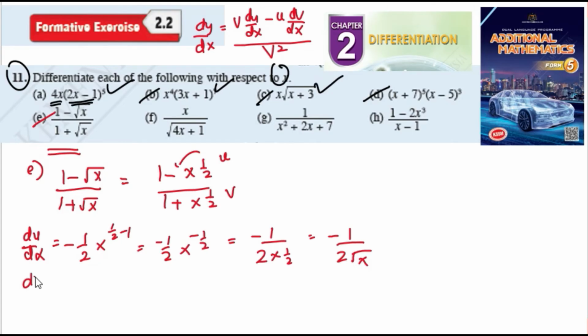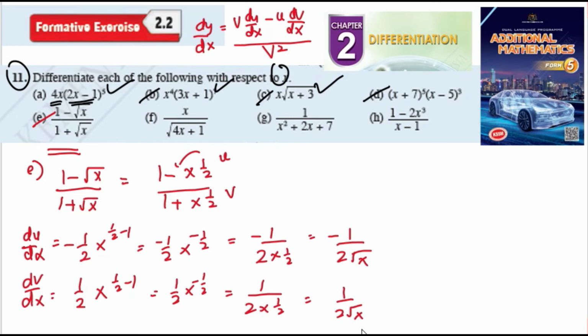Okay. So dv over dx is equal to, so you see here, when you differentiate 1, you get 0. When you differentiate positive x power of half, you bring the power forward, you get half. So this one is x. And then the power minus 1. So here you get half x to the negative half. So you need to bring the power down. So same, 2 x to the half, which is equal to 1 over 2 root x. So you see this one is negative, this one is positive.